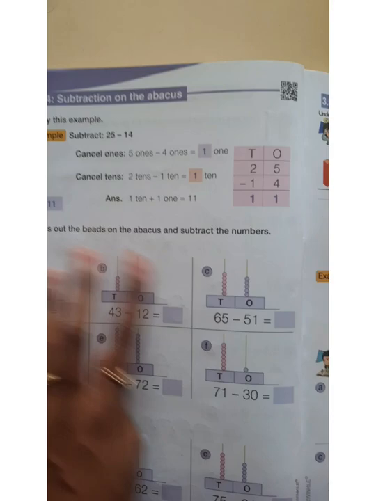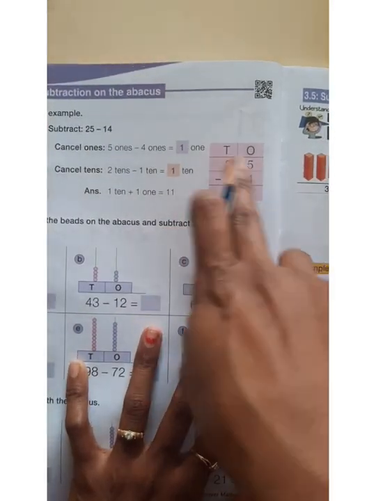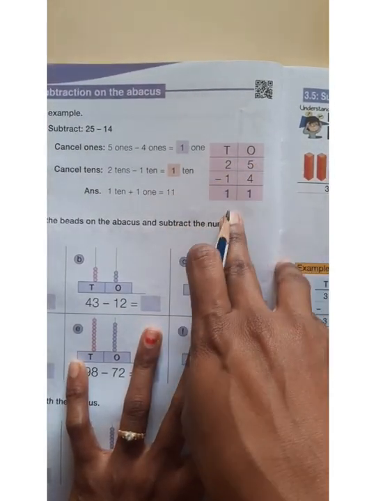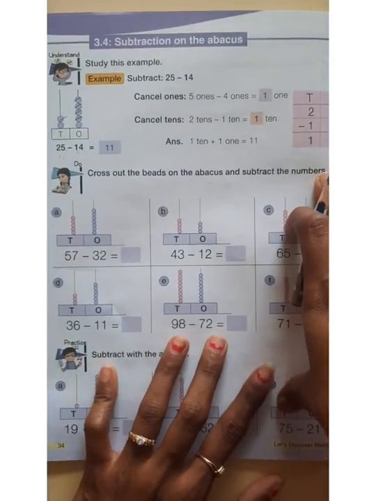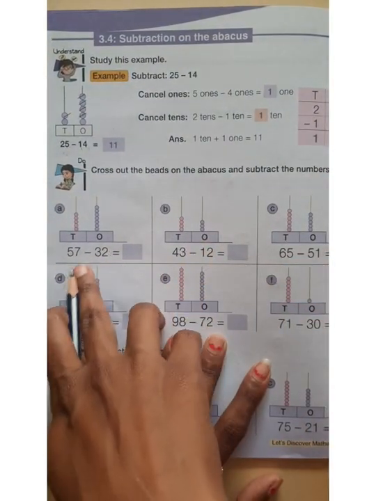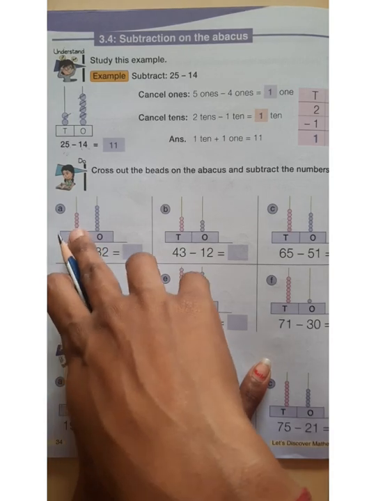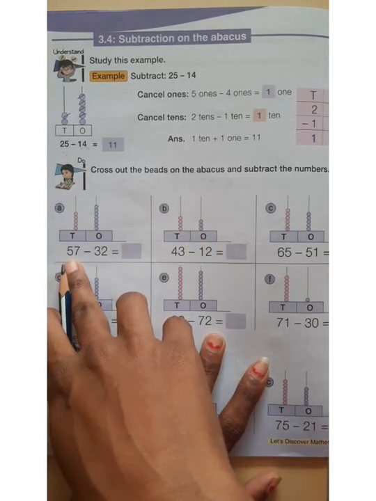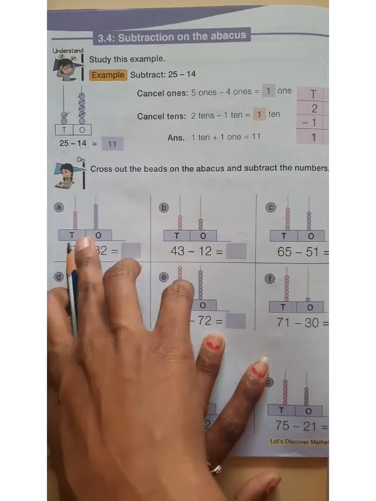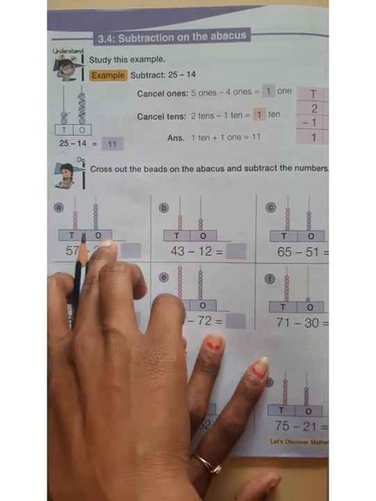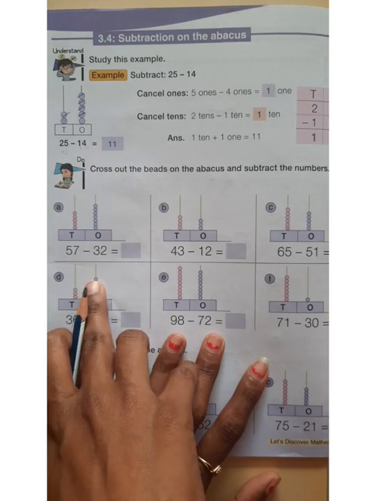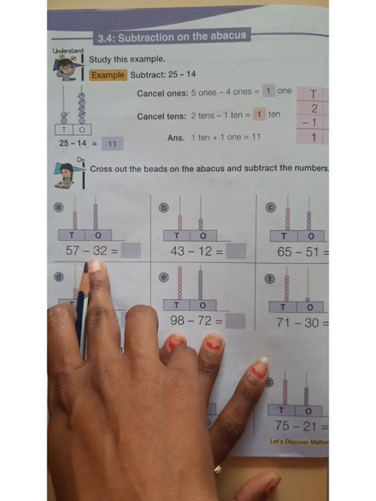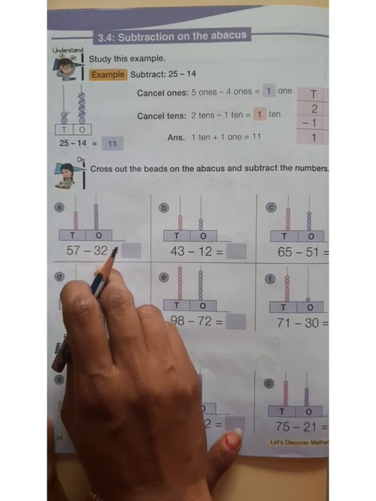Now look at this. It is the same: tens and ones place. 25 minus 14, the answer is 11. Isn't it? Now we will do the same here. 57, the bigger number: 5 tens and 7 ones. That is already drawn. What are you subtracting now? 32: 3 tens and 2 ones.